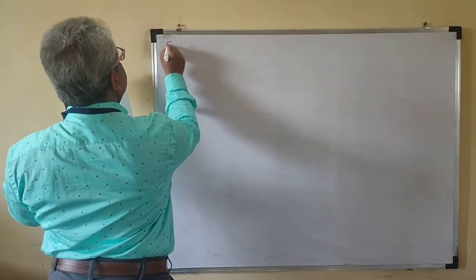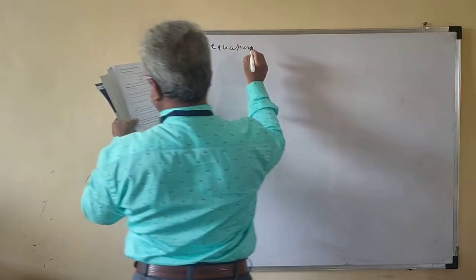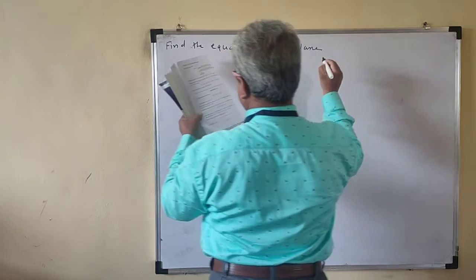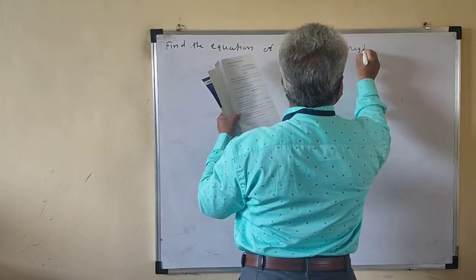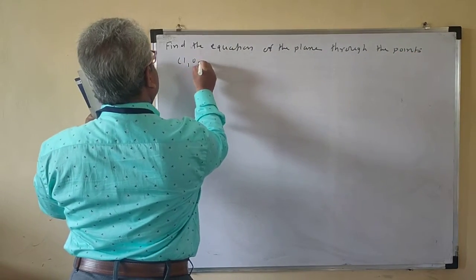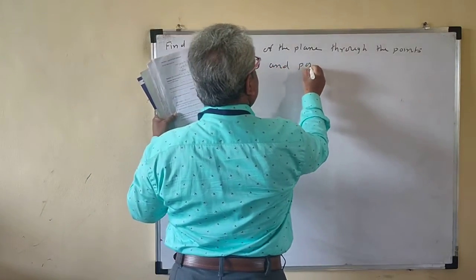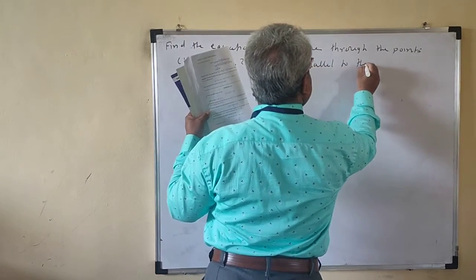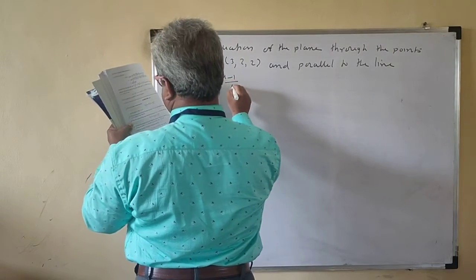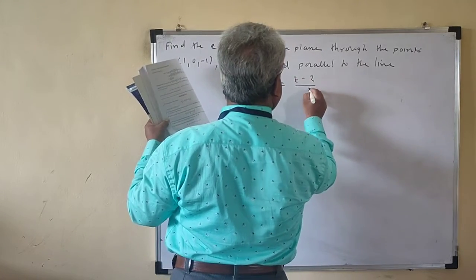Find the equation of the plane through the points (1, 0, minus 1) and (3, 2, 2) and parallel to the line (x minus 1)/1 = (1 minus y)/2 = (z minus 2)/3.